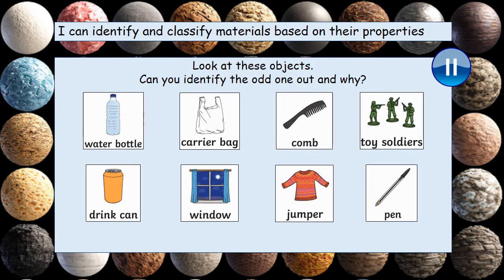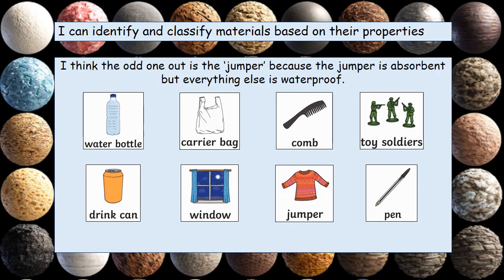Look at these objects. Can you identify the odd one out and why? Water bottle, carry bag, comb, toy soldiers, drink can, window, jumper, pen. I think the odd one out is the jumper because the jumper is absorbent but everything else is waterproof.